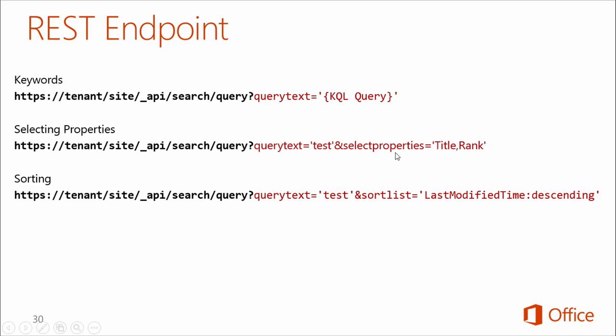So the second one basically brings back the title and rank for me and no other properties. And then you can see in the third one that we've got an example of sorting. Much like we saw when we used REST against a regular list, you can think of this RESTful endpoint with search as almost like you're querying a giant list and using REST to bring back those results.